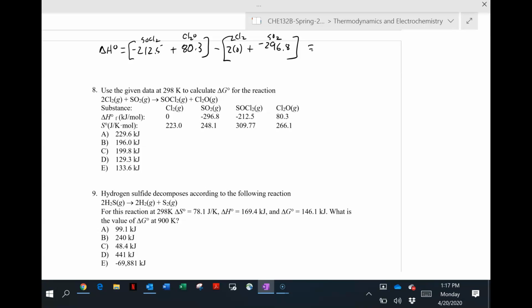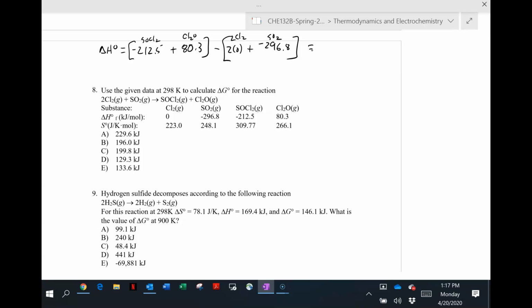112.5. It's 80.3, and then subtracting from that 296.8, which is negative. Oops, I think I've botched it. Let's try that again.